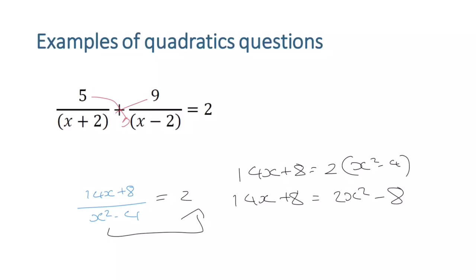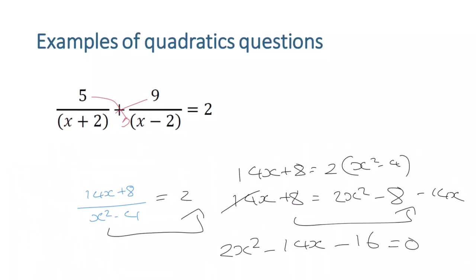Now put them all to one side. Let's move them all to the right. So you have 2x squared minus 14x, because you have to minus 14x on both sides. Then minus 8 minus 8 is minus 16, and that equals 0. Now a question which didn't look like a quadratic question ended up being a quadratic question.